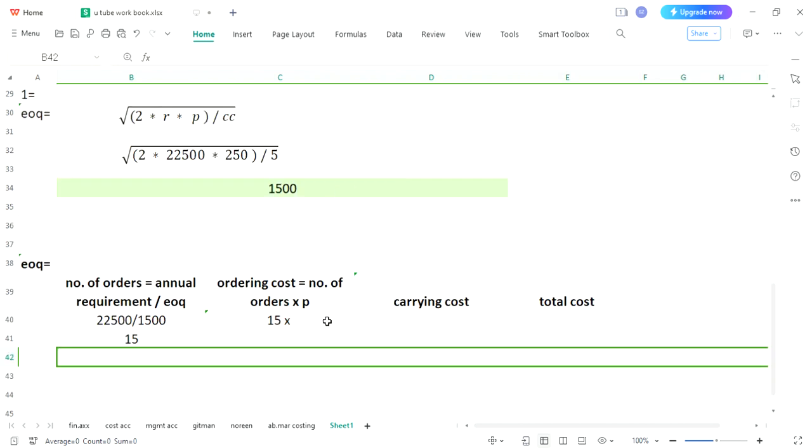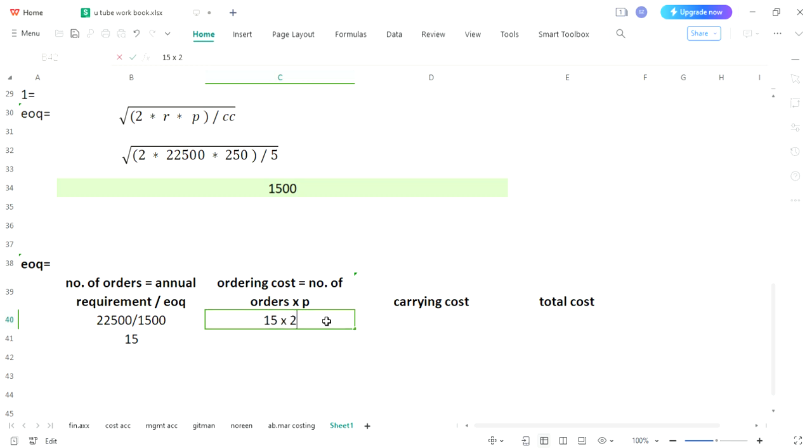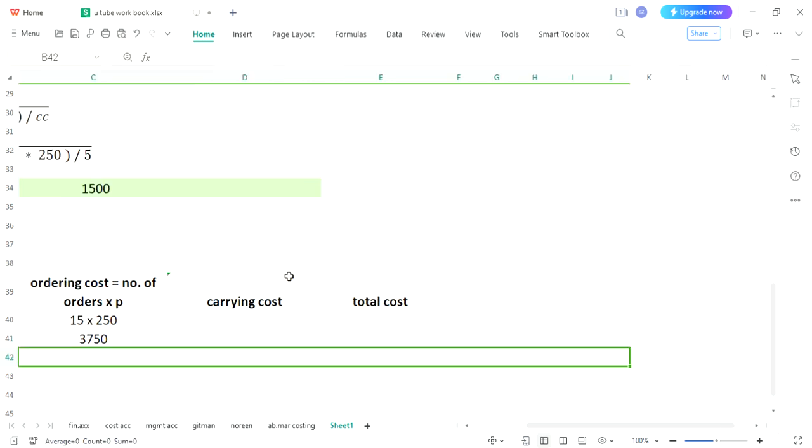So you will be posting here 250, and you can see over here as well, the cost of placing an order is 250. Statement is completed. Now you can put it on your calculator. 15 multiplied by 250, we have got our ordering cost as well. Again there is a trouble in settlement and we are settled.